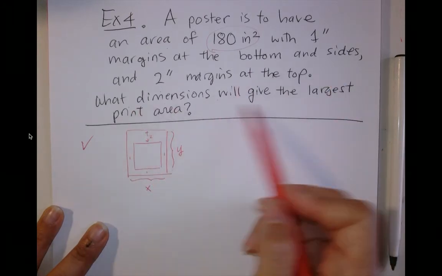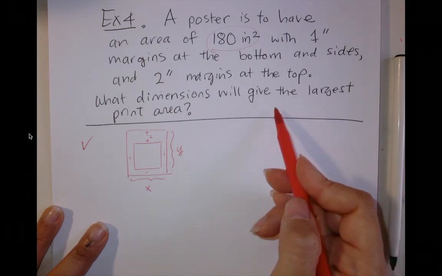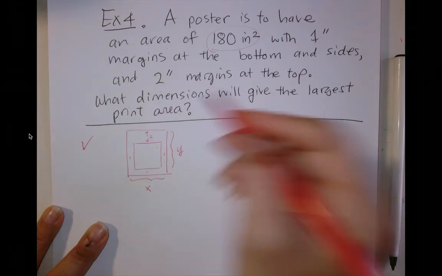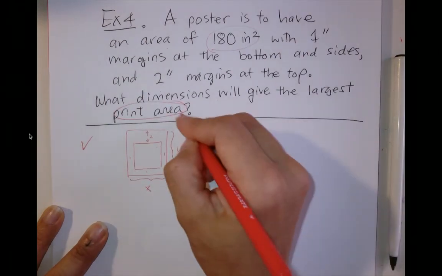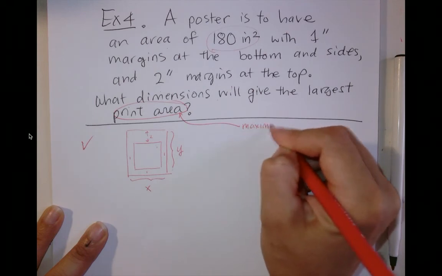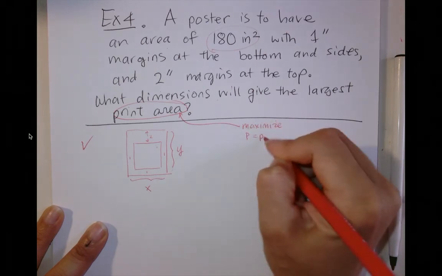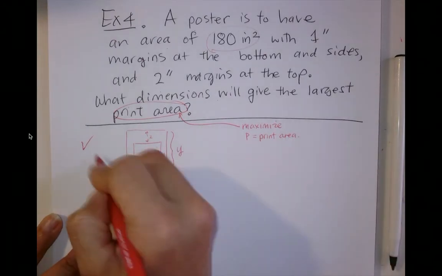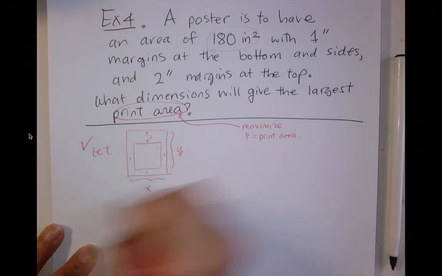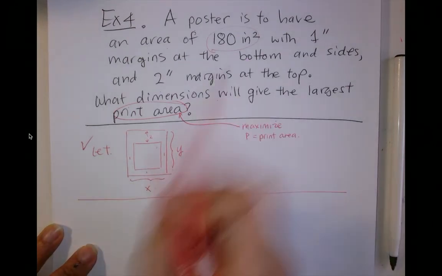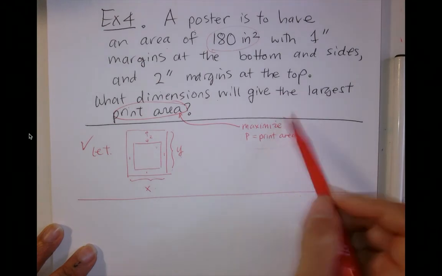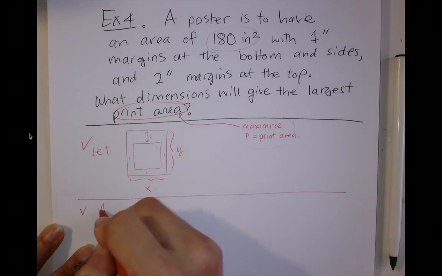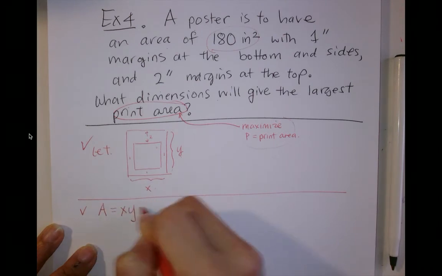And what dimensions will give the largest print area? So the print area is what we're trying to maximize here. So we're going to need a function for that. Okay, so I'm going to let these be my variables for x and y. So next, let's go back and try to construct the function for the print area. The first piece of information we're given is that the area is equal to x times y is 180 inches squared.